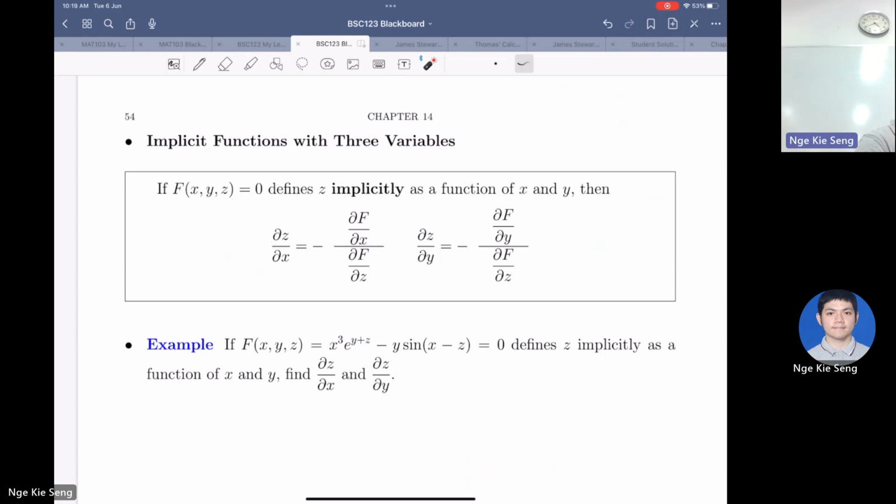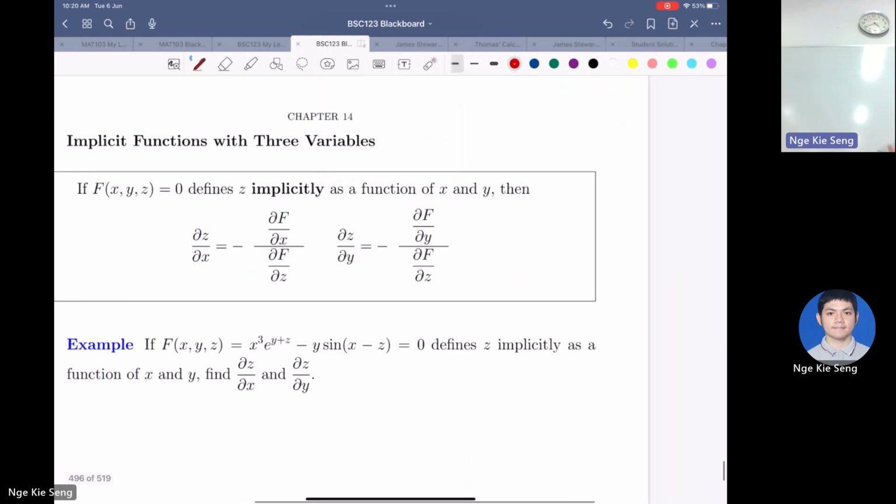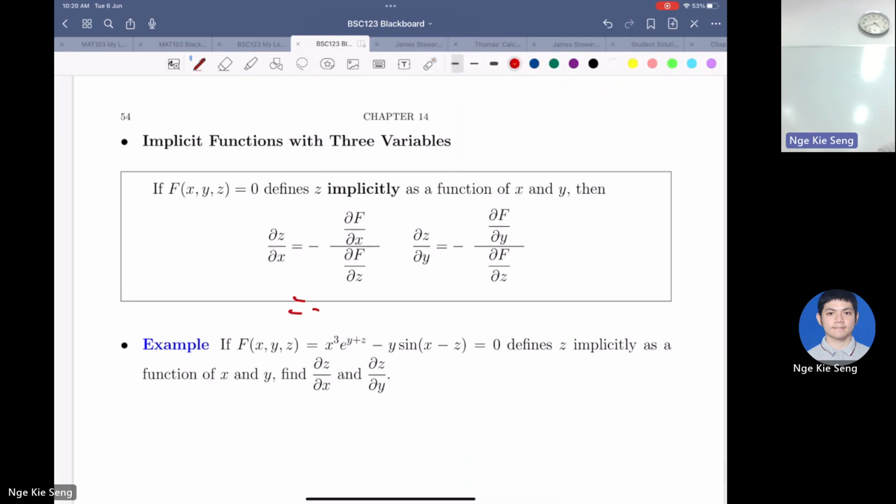Next we can generalize this to 3 variables, 4 variables, 5 variables, 6 variables, and so on. Let's say we generalize to 3 variables. We have 2 partial derivatives to consider, and they follow a similar formula. Del z over del x equals minus del f over del x over del f over del z, and del z over del y equals minus del f over del y over del f over del z. You know how to memorize this or not? Although these are not fractions, if you think of them as fractions, this is a heuristic.